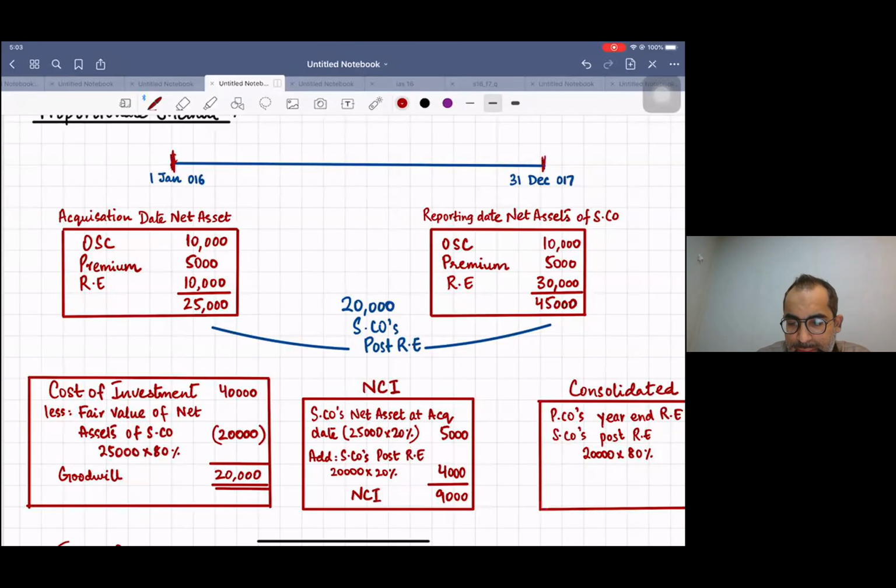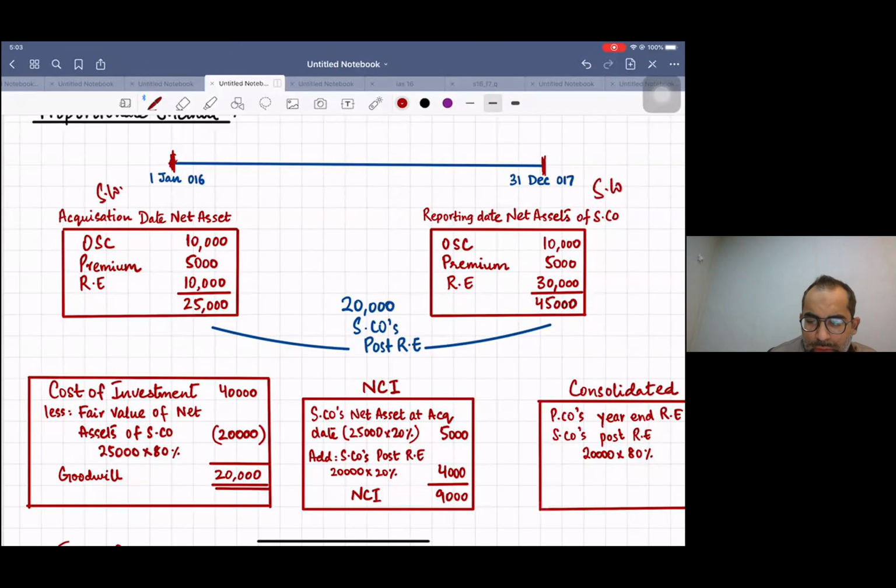And the second date is 31st December 2017. This date is the acquisition date. Acquisition date means the date on which the parent company acquired the subsidiary company. So first of all, my dear students, you need to make the net assets packet of S company, right?